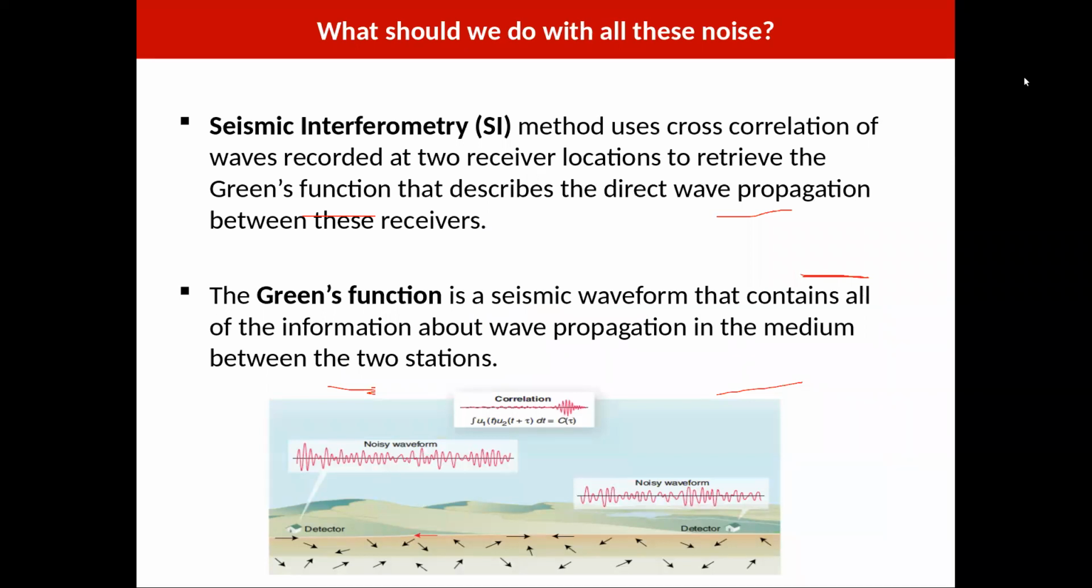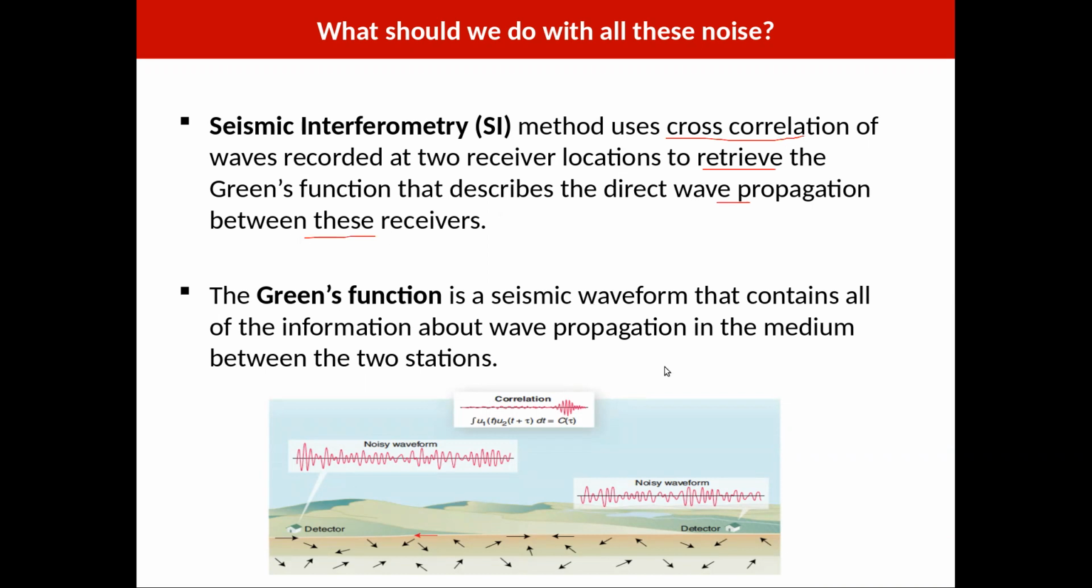So we have to find some uses for the noise. How do we go about making use of this noise? We use a processing method, a seismic interferometric method. So what is it about? This is just a cross correlation between two records, that is, data recorded at two seismic stations. And this cross correlation will help us to retrieve the Green's function that describes the direct wave propagation between the two receivers.